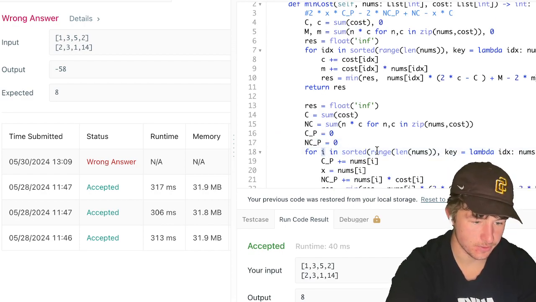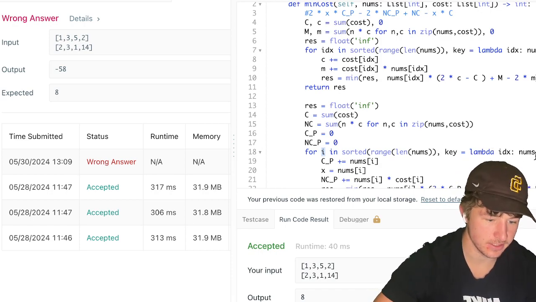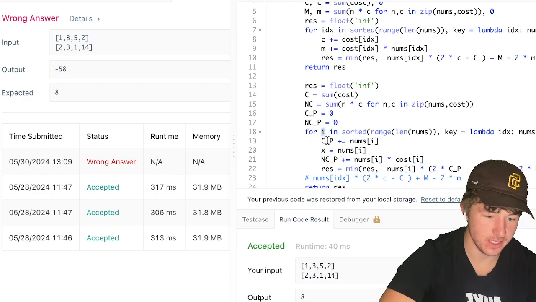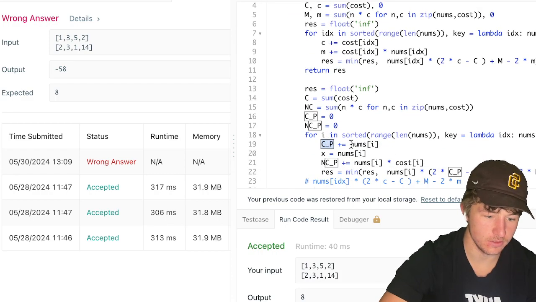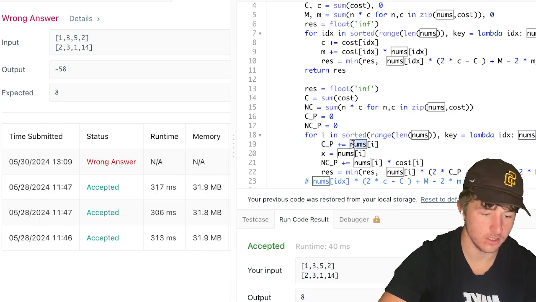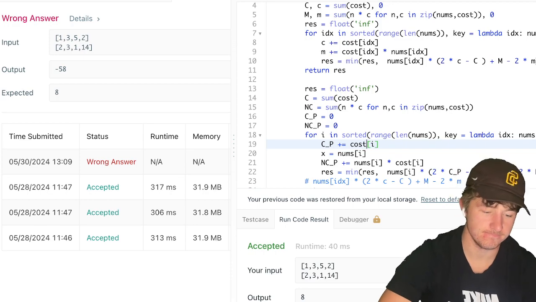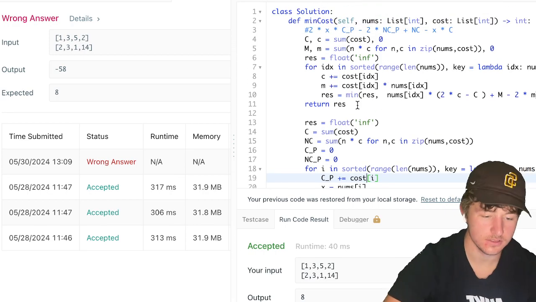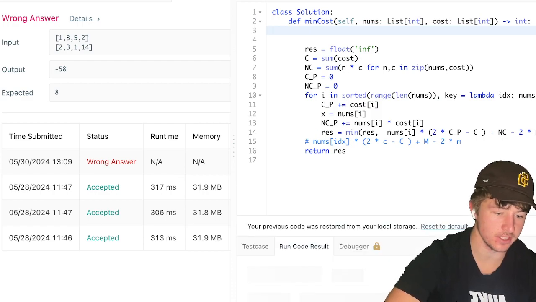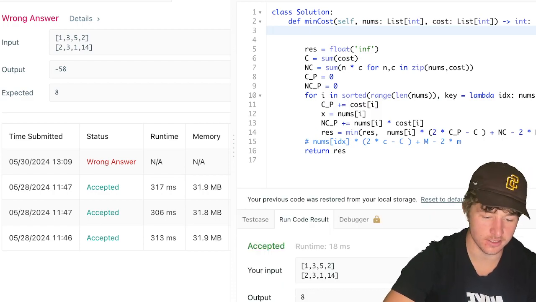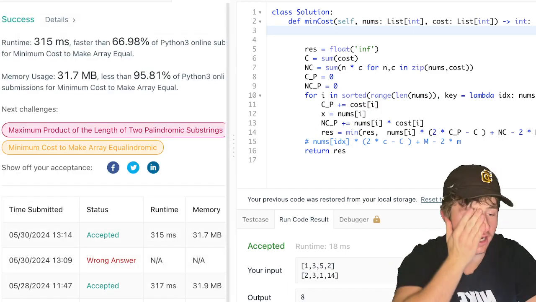For i in sorted range length of nums, key equals lambda index. CP, little c plus equal. Oh. Oh. You gotta be kidding me, dude. All that work, checking my formula. The formula was fine all along. I just added the wrong thing in the freaking thing. Oh my gosh.